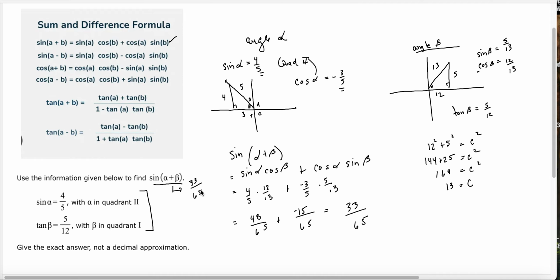So sine of alpha plus beta, the exact value, would be 33/65. And again, we could have also found cosine or tangent, depending on what's asked, after we draw the triangles for those angles.